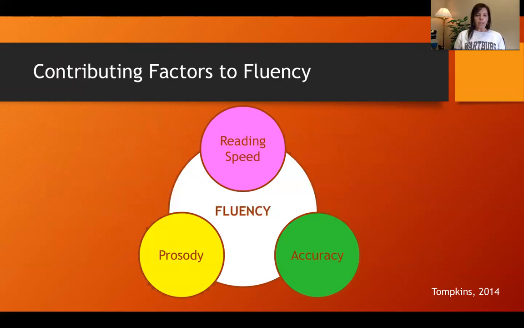The next one is prosody, which is the compilation of spoken language features that include stress or emphasis, pitch variations, intonation, reading rate, and pausing.